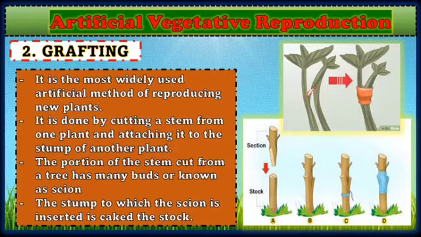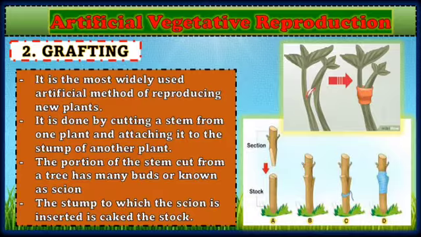So, gagawa ka muna ng pa-triangulo. Yeah, it's a triangle. Tapos, doon mo ilalagay yung nakuha mong plants. Tapos, doon mo itutusok. Okay, paano yan? The portion of the stem cut from a tree has many buds, known as scion. The stump to which the scion is inserted is called the stock. So, mali yan ha, hindi yan cake.